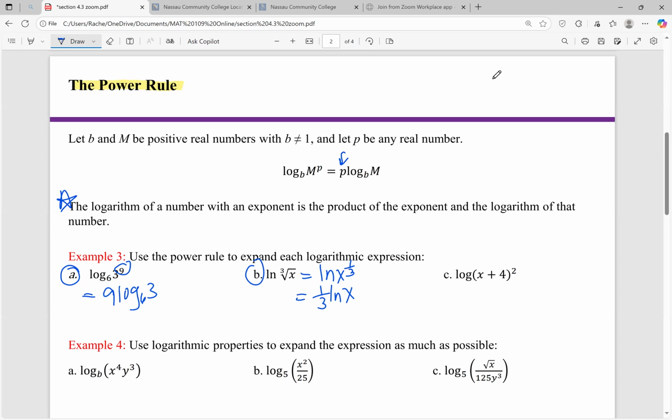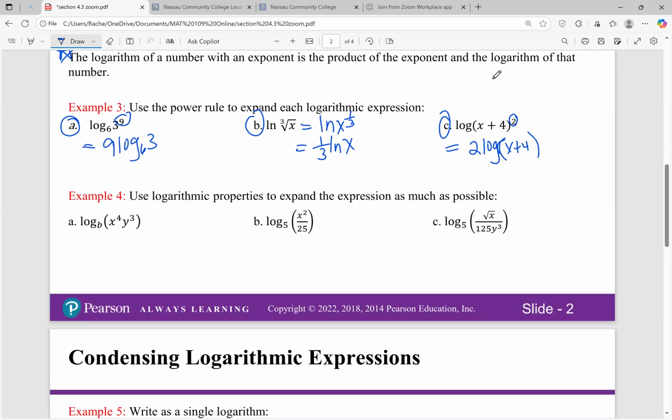And then we'll do one more. So C, we have the log of x plus 4 squared. So I have an exponent. So we're going to rewrite it as part of the product. So 2 times the log of x plus 4. So that's how we use the power rule. Now let's kind of put it all together. Let's put those 3 properties together.